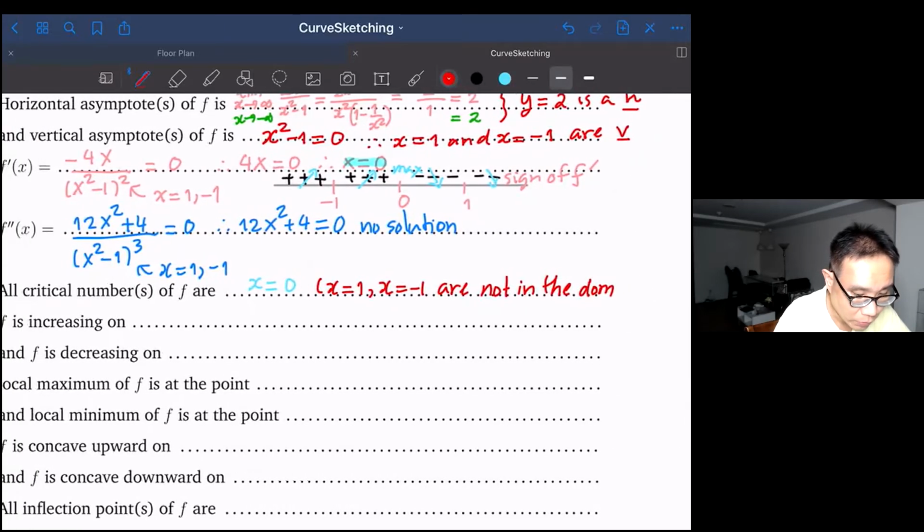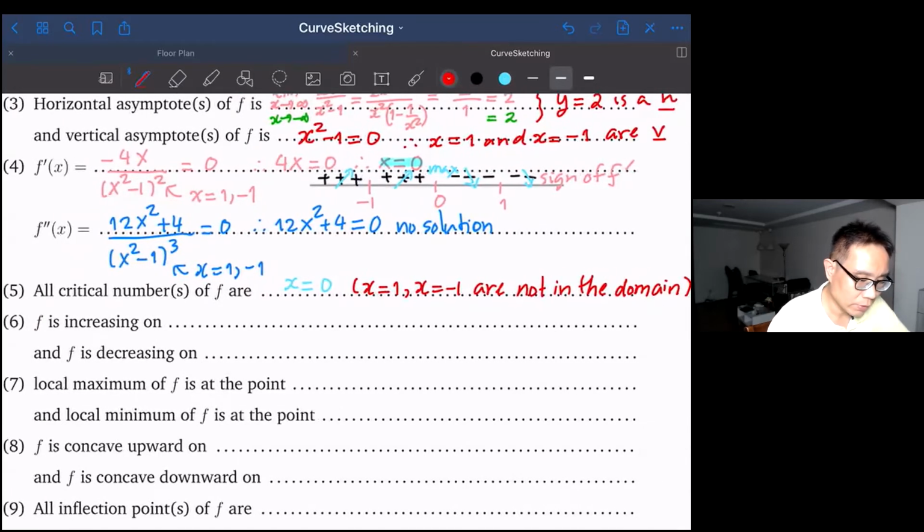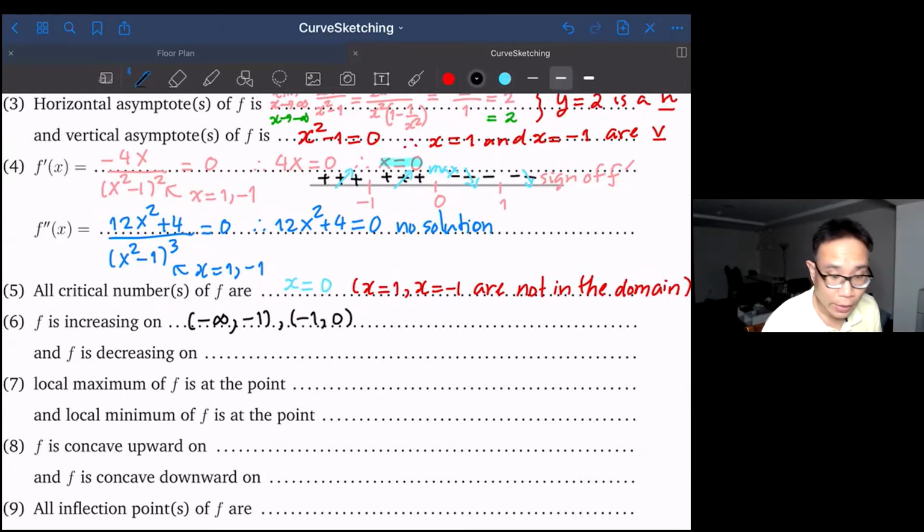So we will not be able to include them in the critical numbers. Okay, so they are not in the domain. And you have f increasing on the intervals where you have positive sign. So it's going to be negative infinity up to negative 1, and negative 1 up to 0. And f is decreasing on 0 to 1 and 1 to infinity.